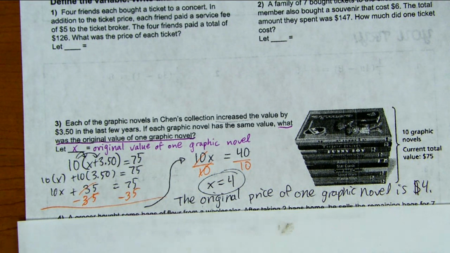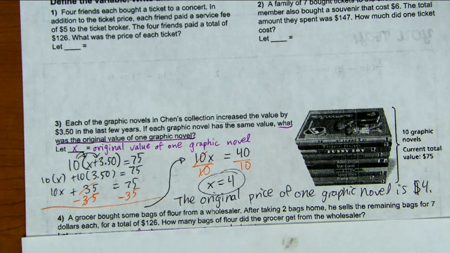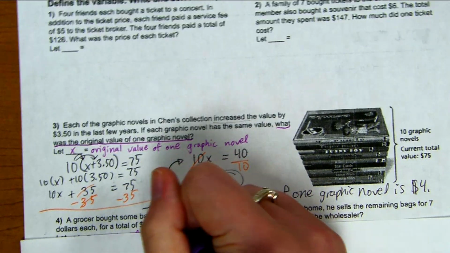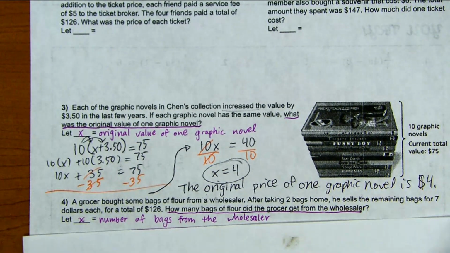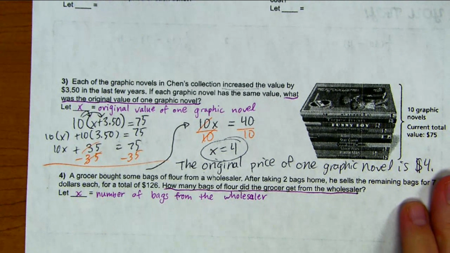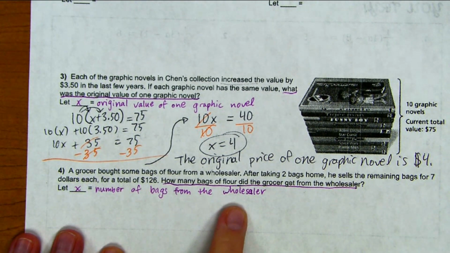For the next word problem, it says a grocer bought some bags of flour from a wholesaler. After taking 2 bags home, he sells the remaining bags for $7 each, for a total of $126. How many bags of flour did the grocer get from the wholesaler? Well, the question I'm being asked is how many bags did the grocer get from the wholesaler? So that's exactly what we will define our variable as. X equals the number of bags from the wholesaler.